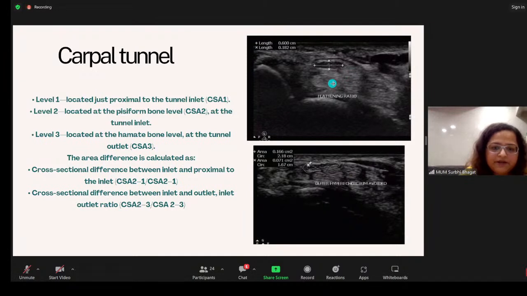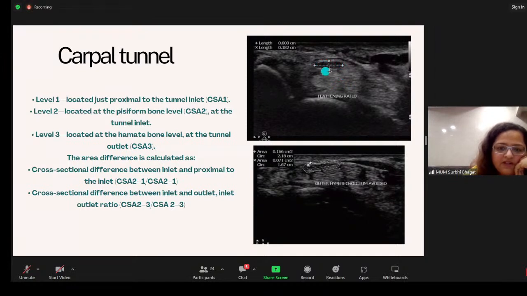One is the diameter or circumference just proximal to the tunnel, one located at the pisiform level, and one at the hamate level. So we call it proximal, middle, and distal, and then you find out the difference. That's how we calculate the circumference and area of the median nerve.